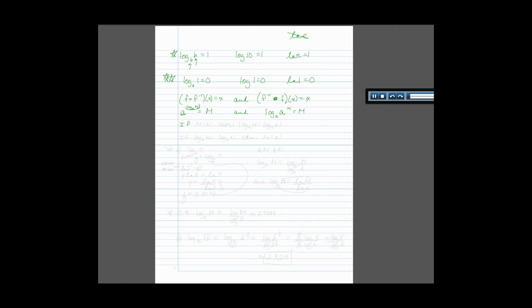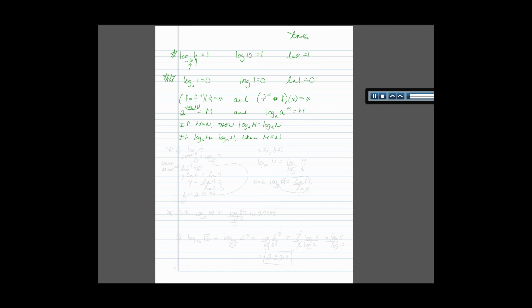So if m equals n, then we know that log base A of m equals log base A of n, you can take the log of both sides. And if the log base A of m equals the log base A of n, then the inverse is true. m equals n.